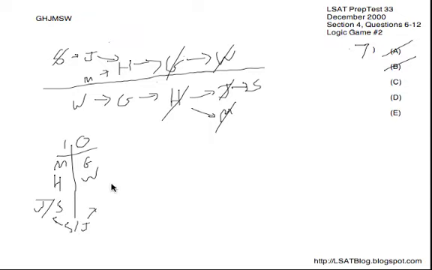Next, C, neither J's nor S's. Well, that's impossible because due to their relationship, we always have to have at least one of those two in. If J is out, S is in.